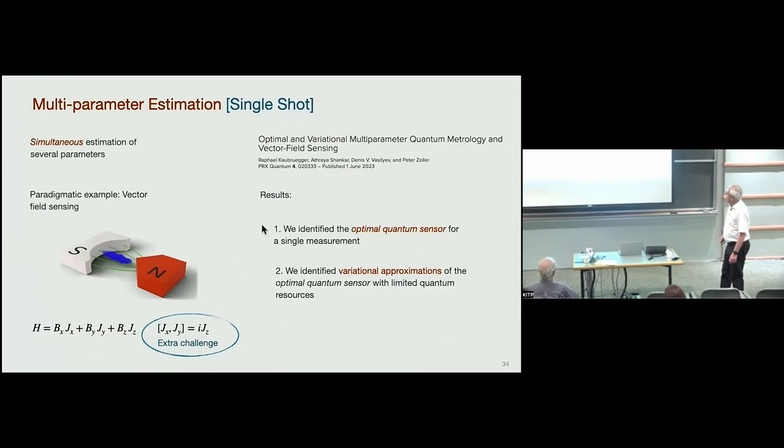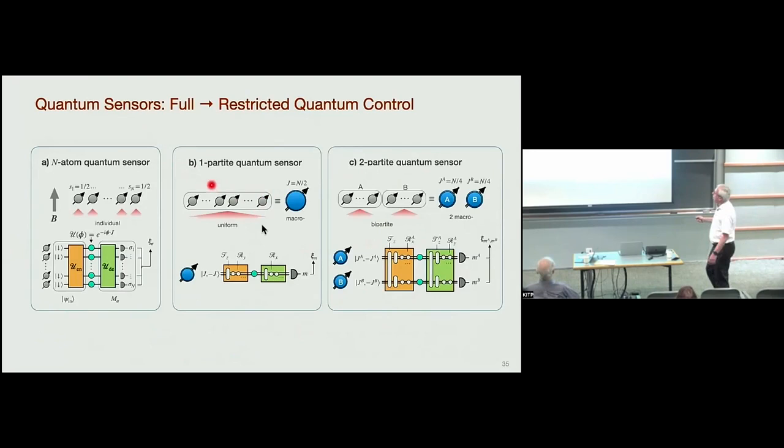And in this work over here, we identified the optimal quantum sensor for single measurement. We also identified variational approximations. And I just want to give you an indication of the flavor of what this thing is. We define different sensors that experimentalists might build in the lab. This is the one which is the universal sensor with complete control. You can cover the whole Hilbert space if you want to.